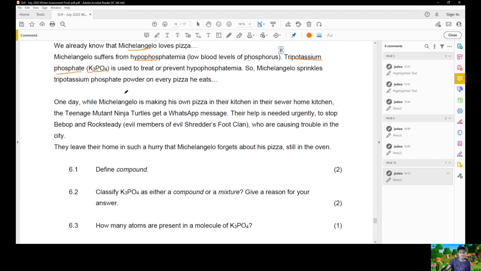One day, while Michelangelo is making his own pizza in their sewer home kitchen, the Teenage Mutant Ninja Turtles get a WhatsApp message. Their help is needed urgently to stop Bebop and Rocksteady, evil members of Evil Shredder's Foot Clan, who are causing trouble in the city. Nice story, but no science I need to take away from there. They leave their home in such a hurry that Michelangelo forgets about his pizza still in the oven.